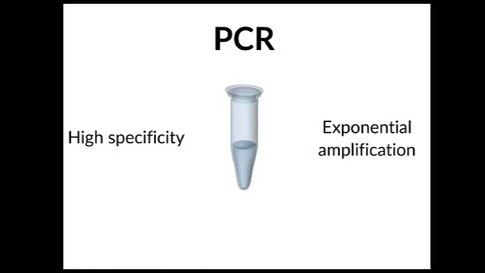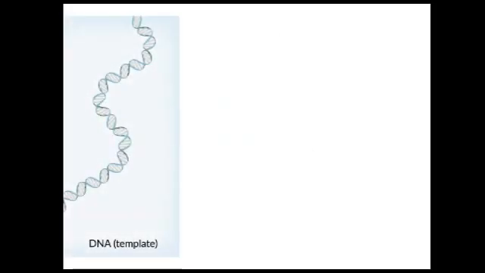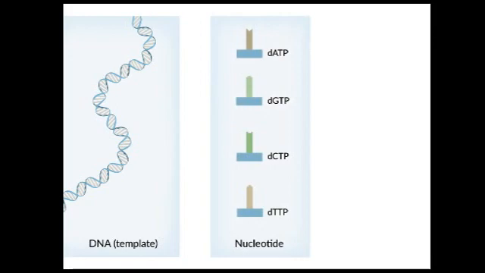PCR possesses high specificity and enables exponential amplification of the target DNA. At the start of the PCR reaction, DNA is double-stranded. This double-stranded DNA acts as the template. The next component that is required for PCR is dNTPs, that is deoxyadenine triphosphate, deoxyguanine triphosphate, deoxycytosine triphosphate, and deoxythymine triphosphate.